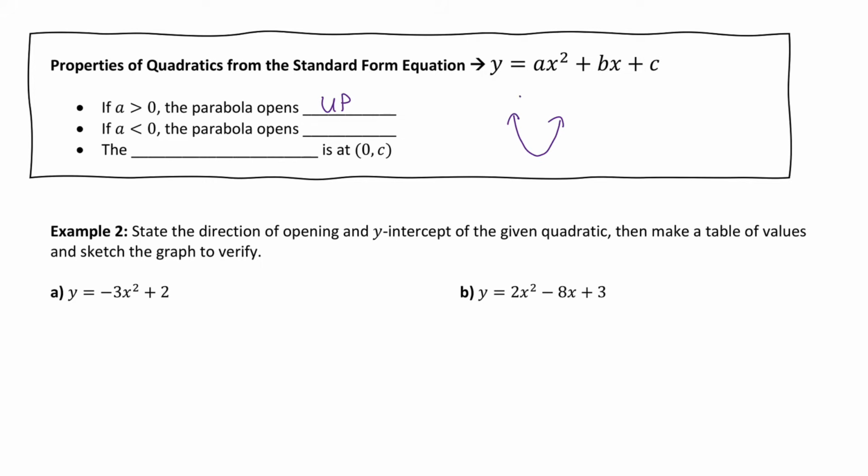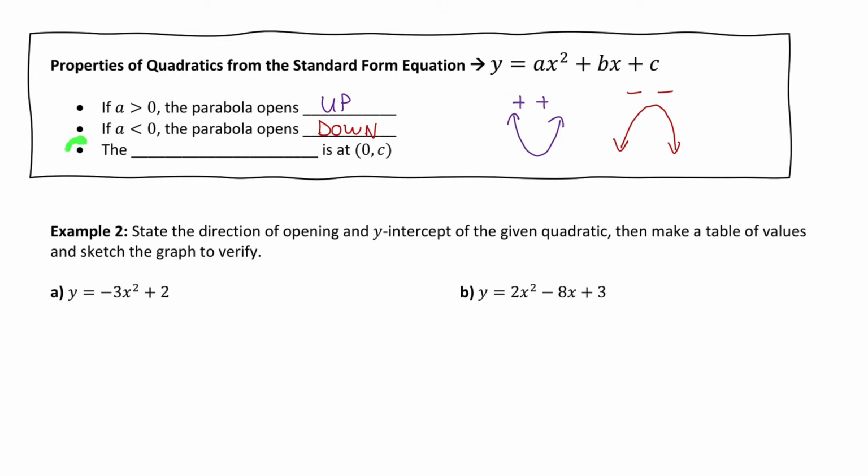And I'll put some plus signs here, make it look like a smiley face so that you remember if a is positive, the parabola opens up. But if a is less than 0, the parabola opens down. And a parabola opening down looks like this. And if a is less than 0, that means that it's negative. So I'll put some minus signs for the eyes on that frowny face. So maybe these diagrams will help you remember how the a value, if it's positive, it opens up, but if it's negative, it opens down.